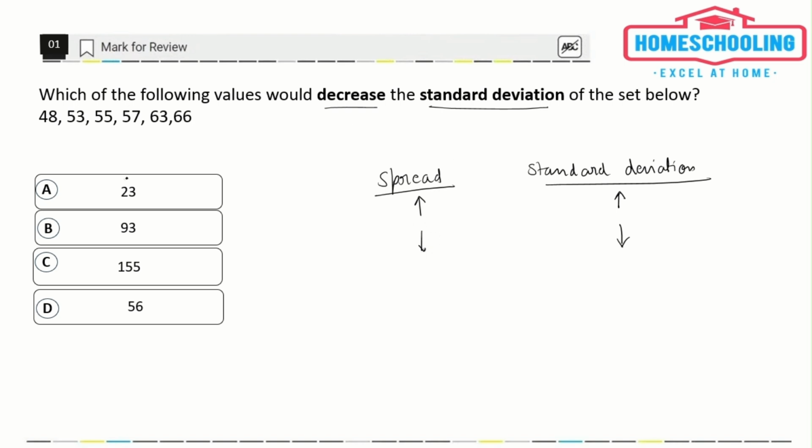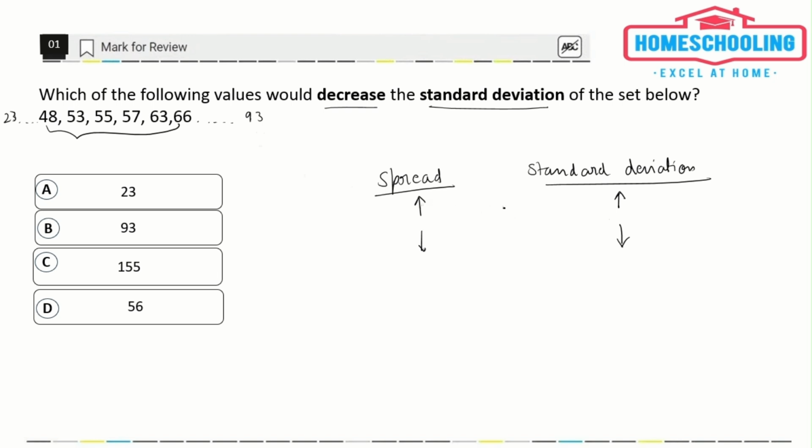So now let's put all the options in one by one. As we can see, we have a spread between 48 and 66 initially. But if we put 23 here, it would be far before 48. Previously our spread was this, but after putting 23, our spread will further increase, because previously it was from 48 to 66, and now it is from 23 to 66. Now let's put option B here. After 68, 93 will come. Initially we had a spread from 48 to 68, but if we put 93, our spread will increase further.